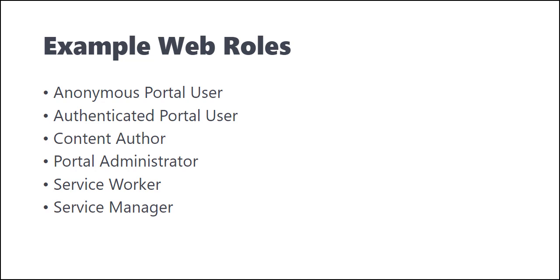And these two web roles determine the level of access for all browsing guests, that is portal users that are not logged in. So when you first land on a portal, before you log in, what level of privileges do you have? That's going to be determined by the anonymous portal web role. So any portal user that is browsing anonymously is considered to be in that web role and has the privileges that are assigned to that web role.